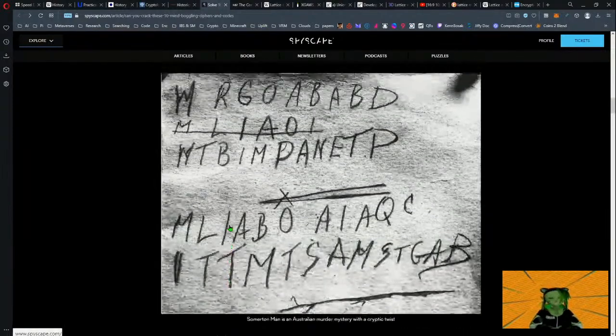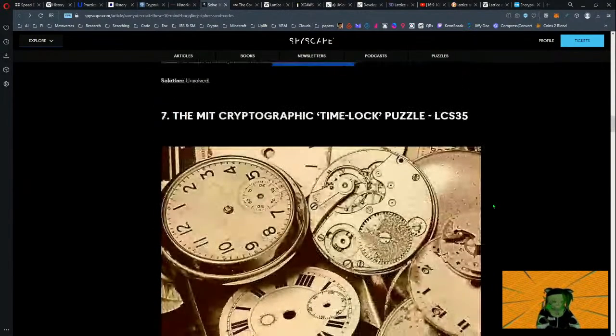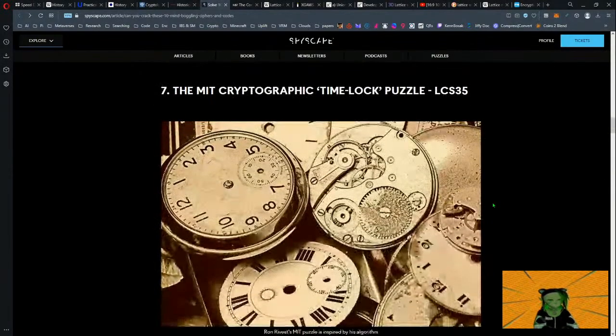So they're thinking this is probably like a ruse or a setup or something. It might not be anything. But at the same time, it's too much like something else for them to just ignore it, which we'll go over shortly. So the MIT cryptic time lock puzzle.